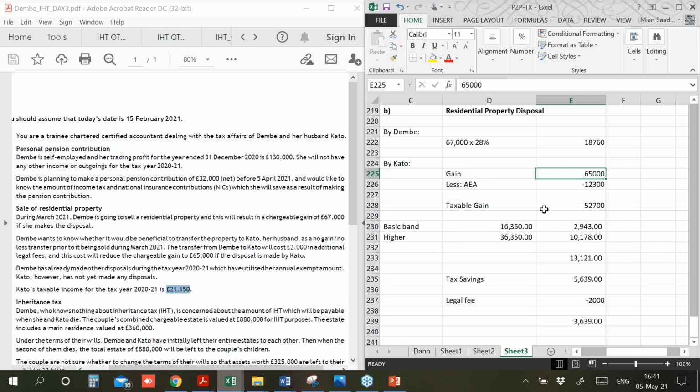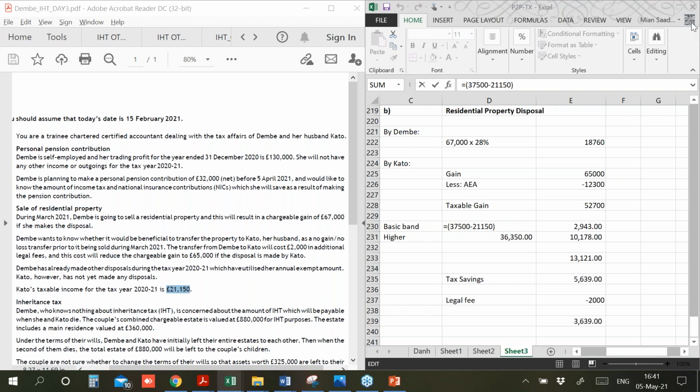Now, one student is asking about my basic rate band formula. There you can see that I have taken 37,500, that is the complete amount of basic rate band, and deducted 1150, the amount that was mentioned in the question as Cato's taxable income, which means this is the amount of basic rate band that has been utilized by the income tax. Guys, any question till here?